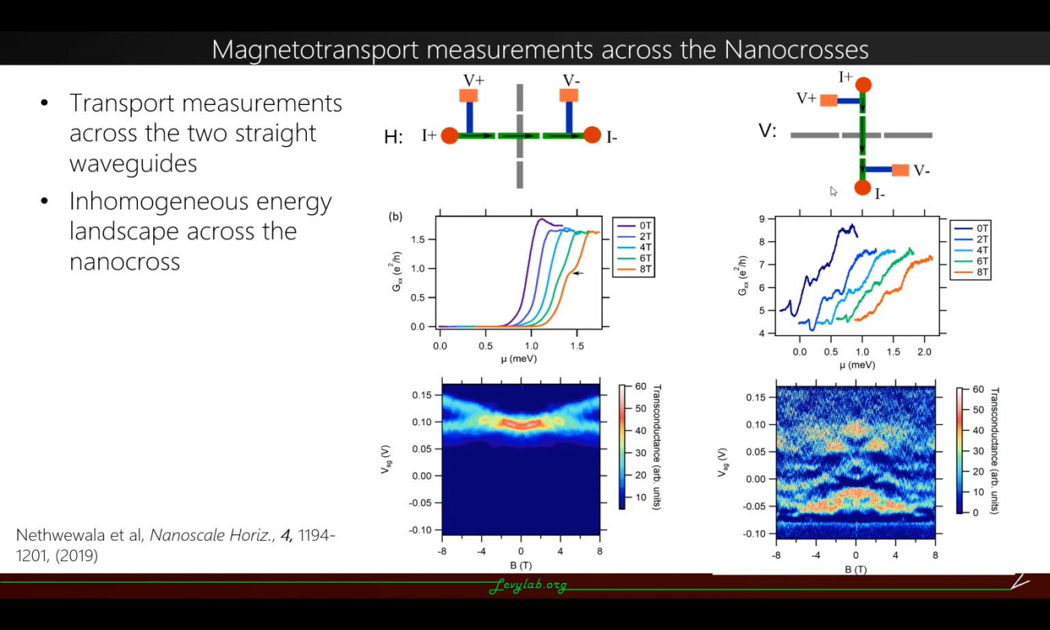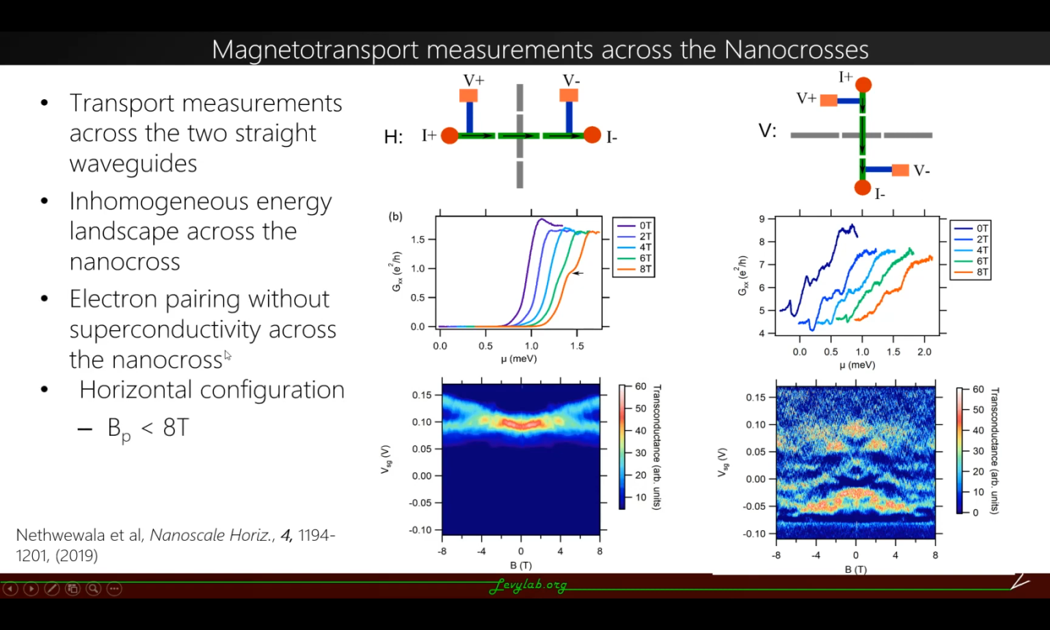So the Hall configuration is always conducting for the corresponding horizontal configuration. One of the most interesting aspects is again the observance of electron pairing without superconductivity. If you see for the horizontal configuration, somewhere between 4 to 6 Tesla, the electrons go from a paired state to the unpaired state. So I would like to further concentrate on this particular configuration.